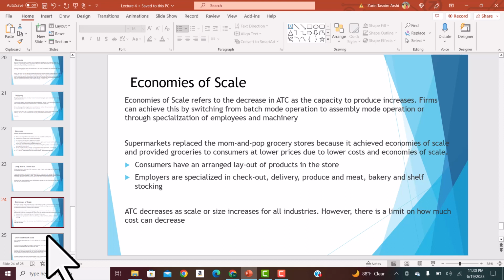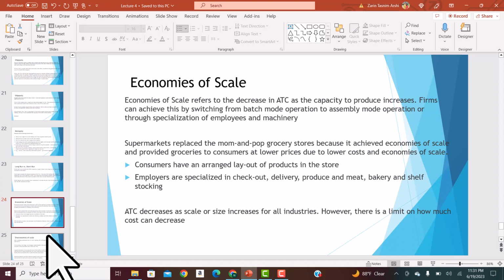Farms can achieve this by switching from batch mode operations to assembly mode. This is an example of how they can achieve economies of scale. Like in the car industry, we had batch mode before. We would focus on one car and everybody would be working on one car at one time, and once that's finished they would move on to the second car. But now the car industry has moved to an assembly mode operation, which means, let's say when someone is painting the car, they're painting all the different cars, like 10 or 12 cars at the same time. When someone is putting on wheels, they're putting on 10 or 12 wheels all at the same time. So the work is specialized and divided based on the type of work, and that's how they can lower the cost and achieve economies of scale.